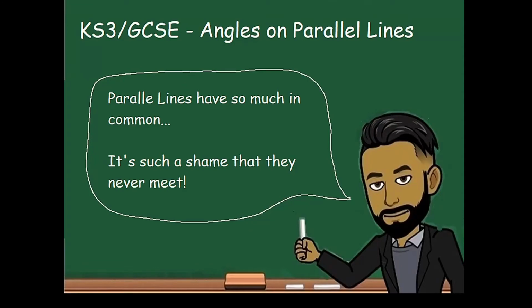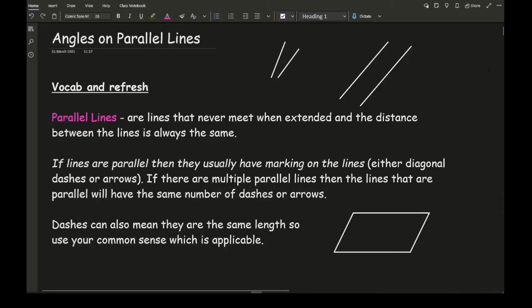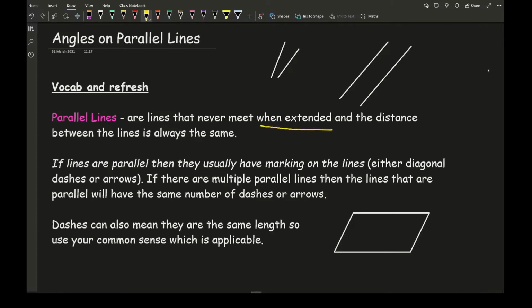So in this next video looking at angles, we're focusing on angles on parallel lines. Now parallel lines are lines that never meet when extended, and that's one of the key words that's usually defining of parallel lines, is that when extended the lines will never meet, and also that the distance between the lines is always the same.